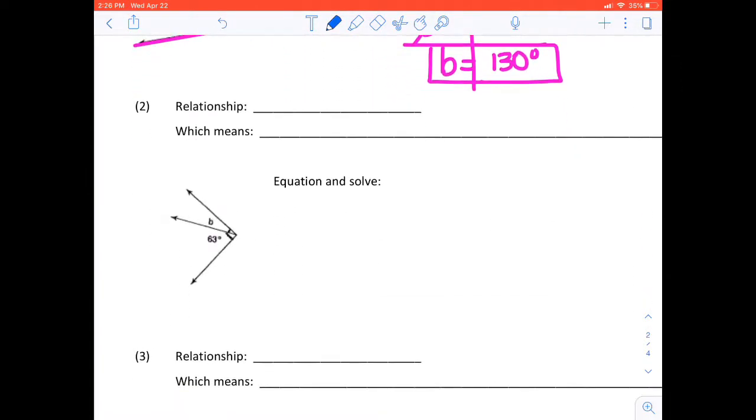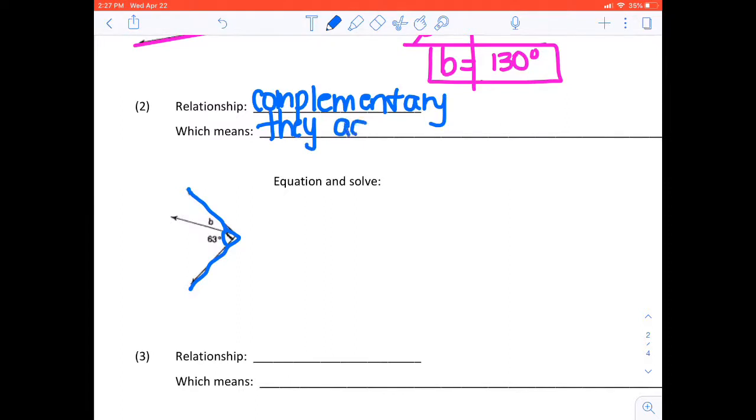Number 2. This time we have two angles. If you notice, they form a right angle. That's what that box means in the corner. So these are called complementary angles. Complementary angles means they add up to 90 degrees. A right angle is 90 degrees.